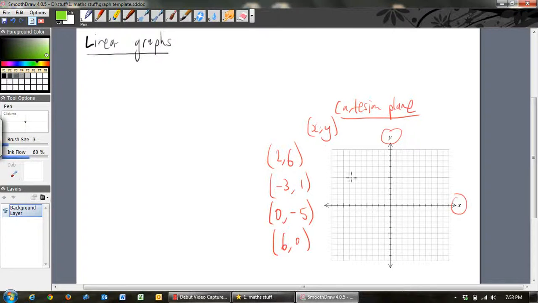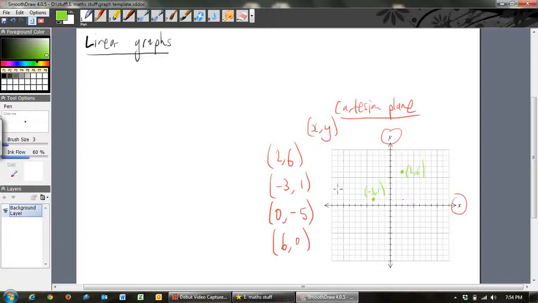(2, 6) means the x value is 2, the y value is 6. On the x line here, we've got a value of 2. So where's 2 on this line? It's there. Then we go up, and it's got a y value of 6, so we go up 1, 2, 3, 4, 5, 6. That relates to that point there. That is (2, 6). Next one has an x value of -3, so here, and a y value of 1. So that relates to that point there.